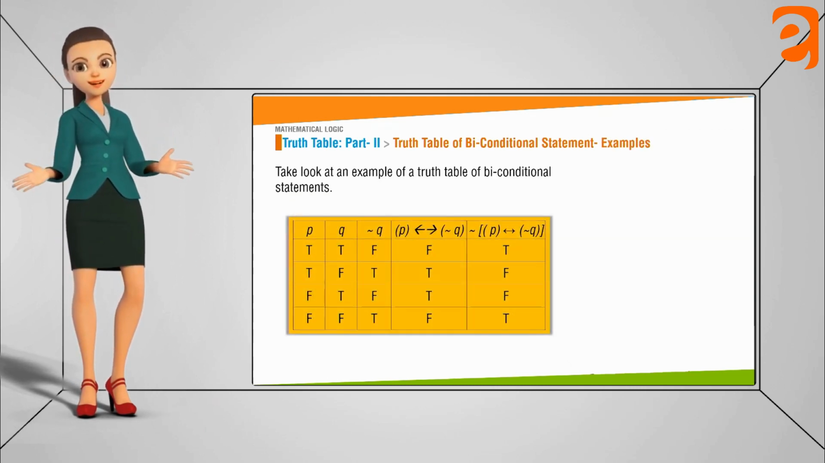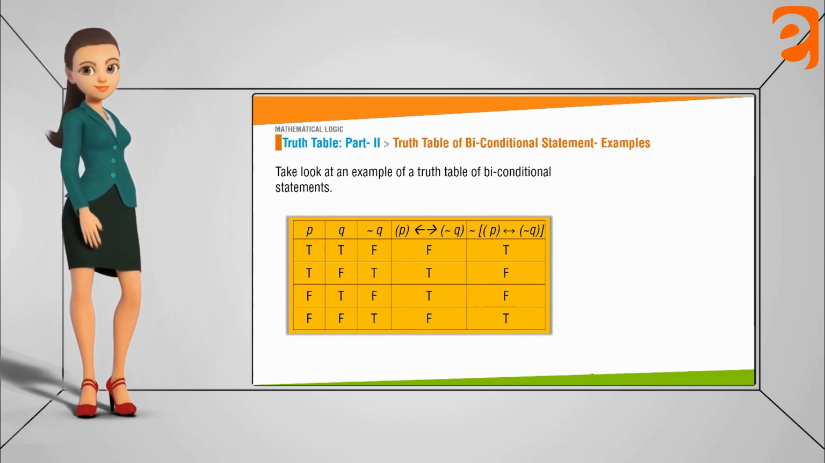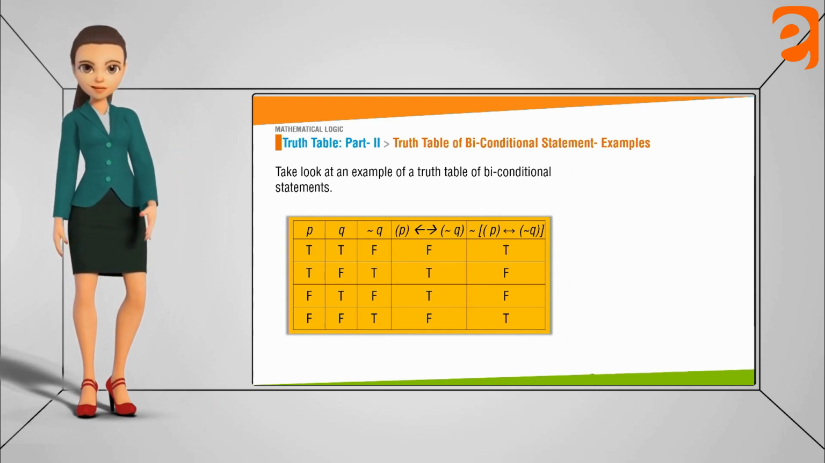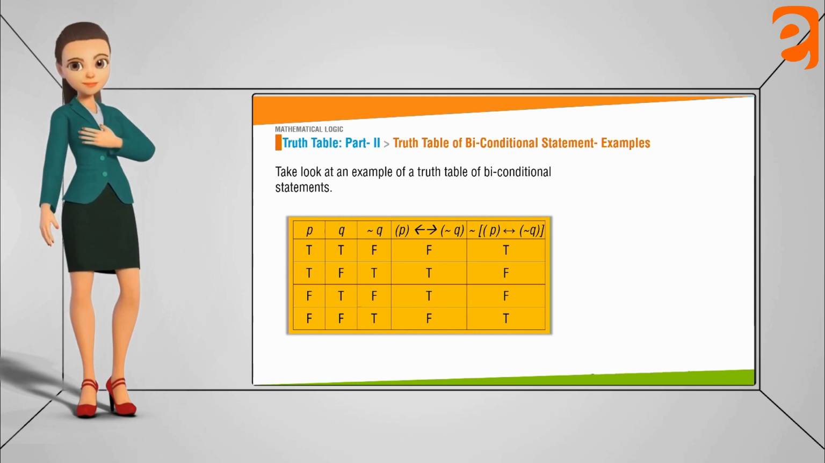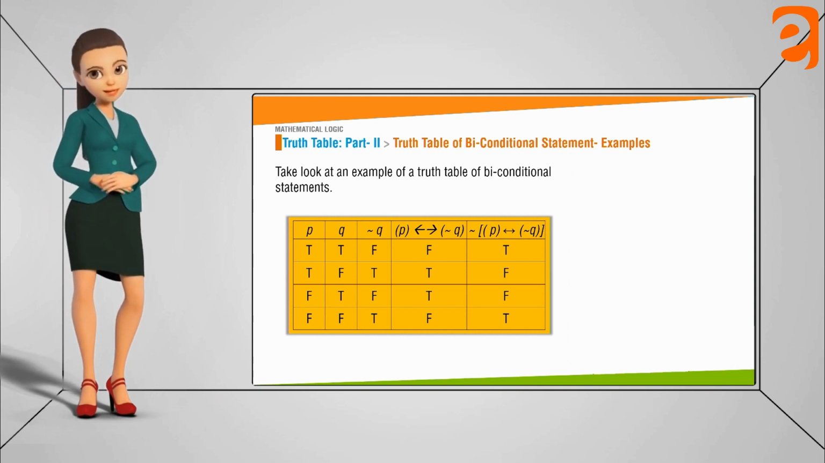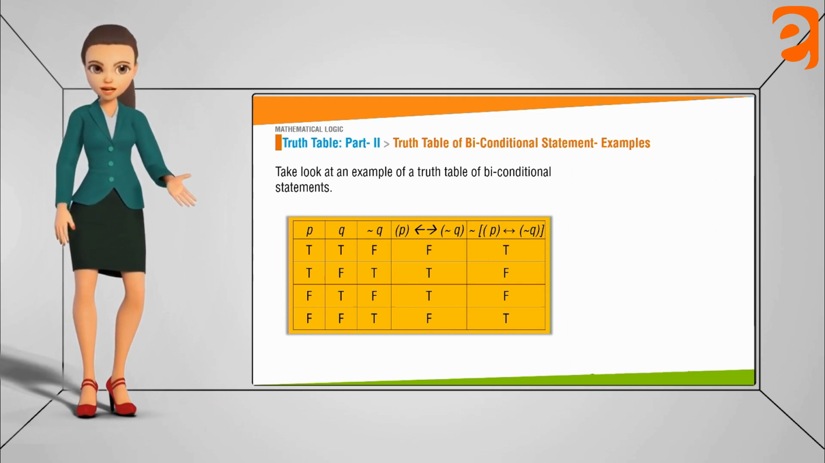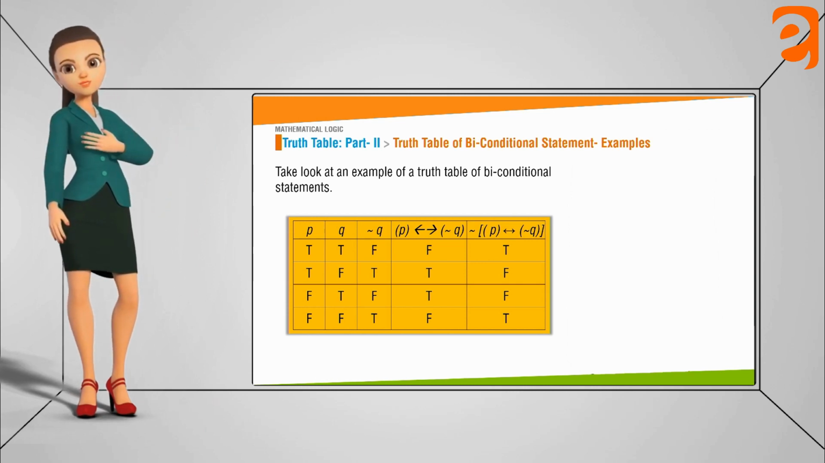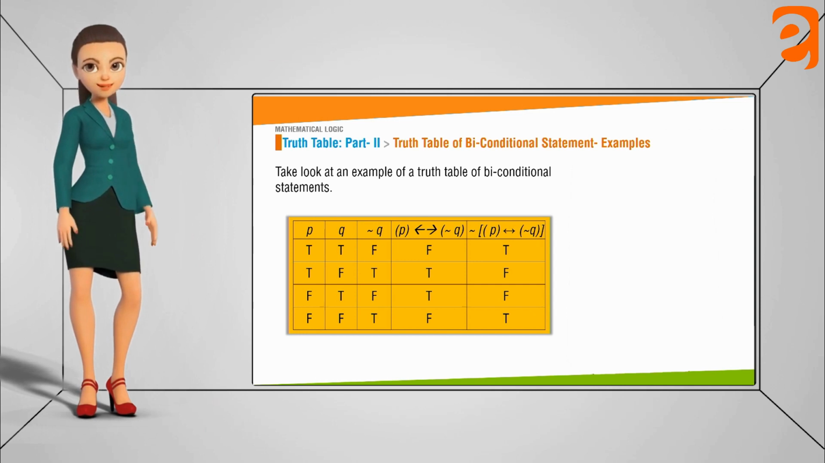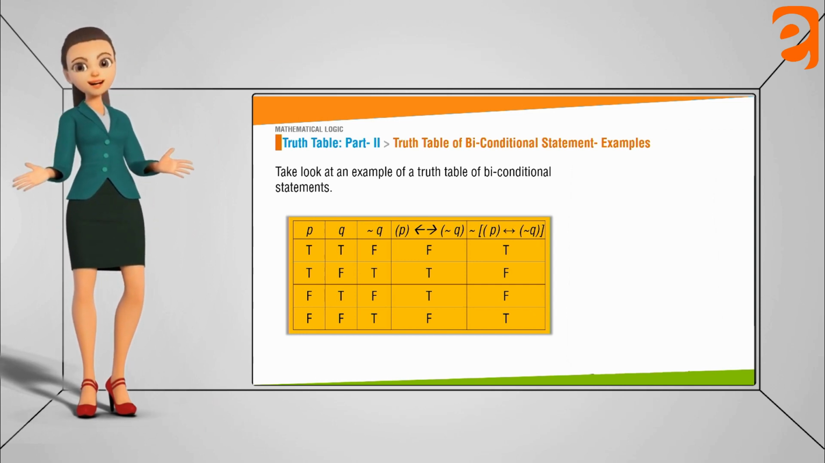Let's make a table for the biconditional statement. You have the statements P and Q with the different truth values. We will make a column for minus Q also. Whatever the value of Q, take the negation of that one. If it is T, it is going to be false. If it is F, it is going to be T. So in this way, we are making a column minus Q.